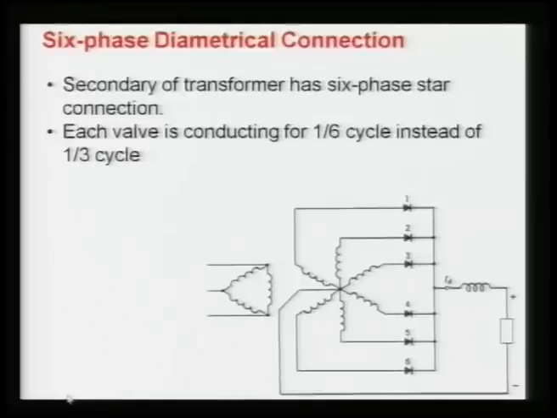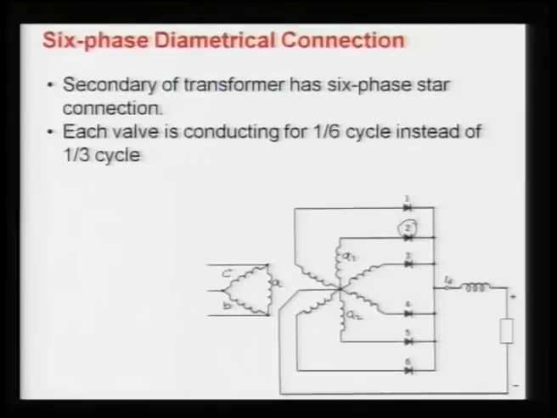In this 6 phase diametrical connection, as I said, one valve is conducting at a time, and the pulse number is 6. You can see from this, if you take this as your phase A, here is your phase B and this is phase C. Then the corresponding phases in the 6 phase secondary: this A will be here, I can say it is A1, and here it will be A2. If you see, A1 and A2 are 180 degrees phase displaced. So once this one is conducting, after 180 degrees the other will become positive, and then we are getting the 6 pulses.